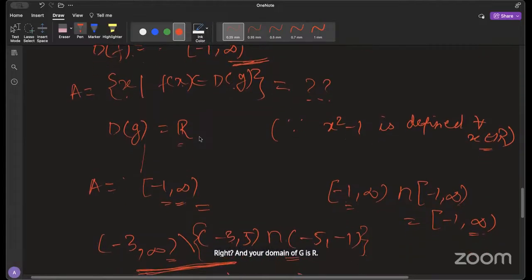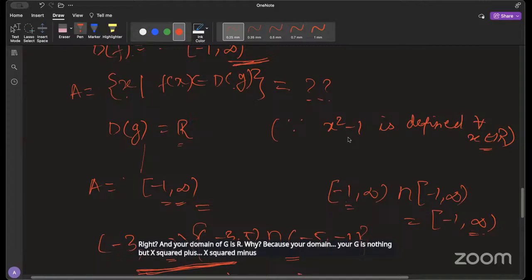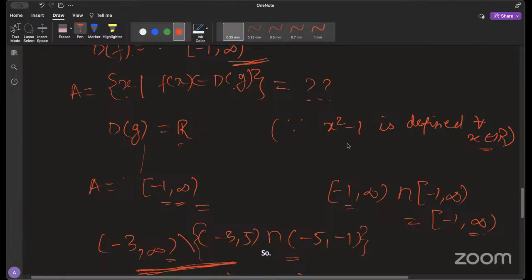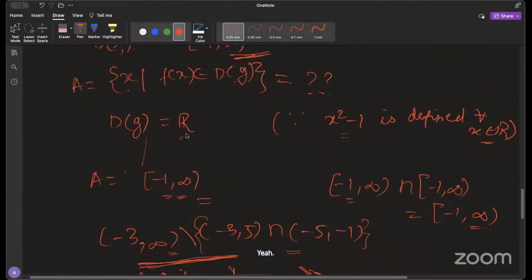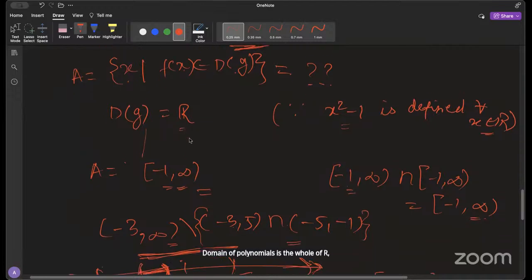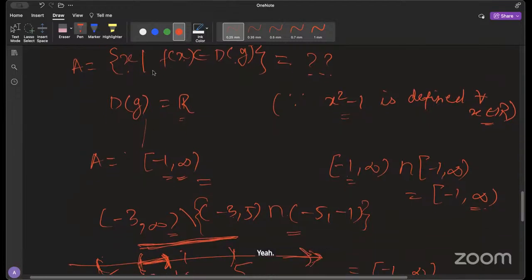Why? Because your G is nothing but x square plus x square minus 1, and x square minus 1 is defined everywhere. Polynomials are defined everywhere. This is a polynomial, you must have studied this. So this is defined on the whole of R, and the domain of polynomials is the whole of R, right? So you just need x such that fx is in R. Domain of G means fx is in R.